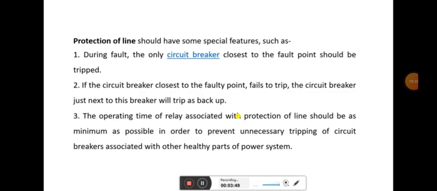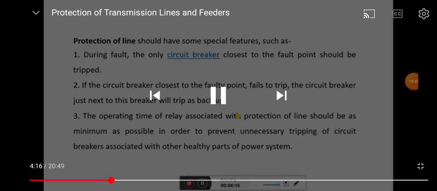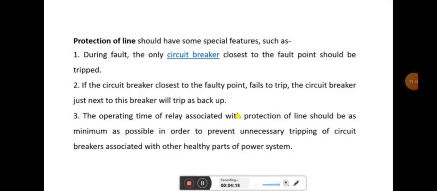As we have studied in primary and backup protection, there is a primary protection and then there is a secondary protection or backup protection. So if there is any fault, first the primary protection will come into action, and if by any means the primary protection fails, then the secondary protection will come into the picture and that will immediately protect the system.